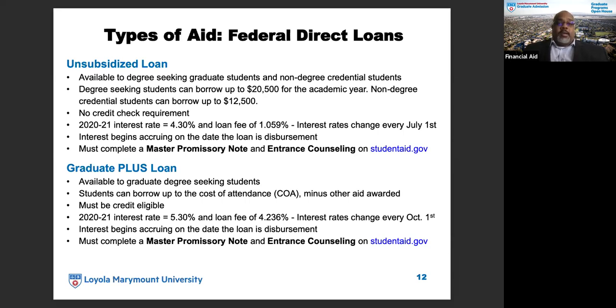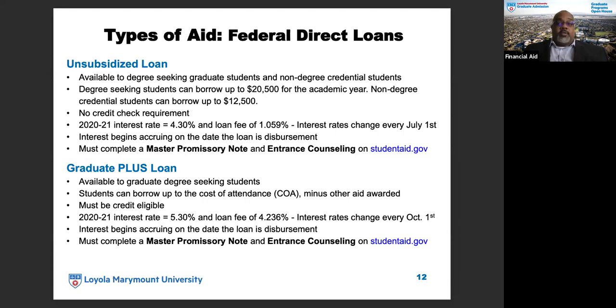Degree-seeking students can borrow up to $20,500 for the academic year. Non-degree credential-seeking students can borrow up to $12,500. There's no credit check for the unsubsidized loan. The current year interest rate for the unsubsidized loan is 4.3%, and there's a loan fee of a little over 1% that's charged to the loan.